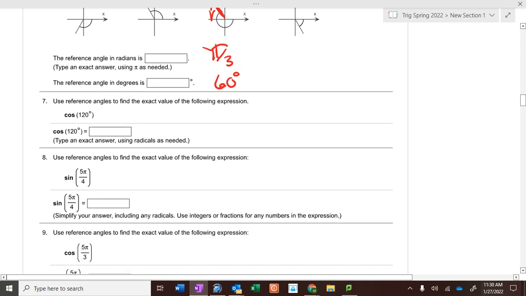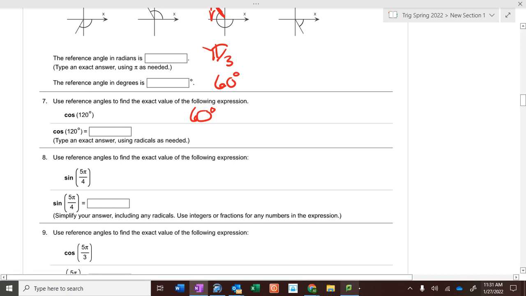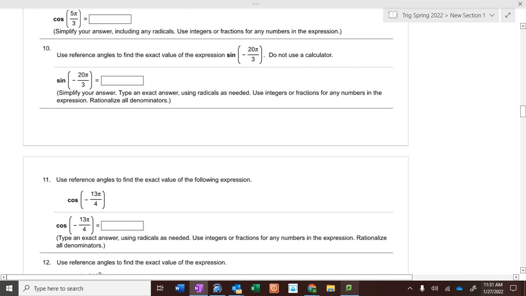All right. Cosine of 120. No graph on this one, just what's our reference angle? Well, how far is 120 degrees away from the horizontal line? 60 degrees. How far is 5 pi over 4 away from the horizontal line in radians? Well, what's a horizontal line? A horizontal line is 4 pi over 4. So, like somebody said, yeah, we're pi over 4 away.